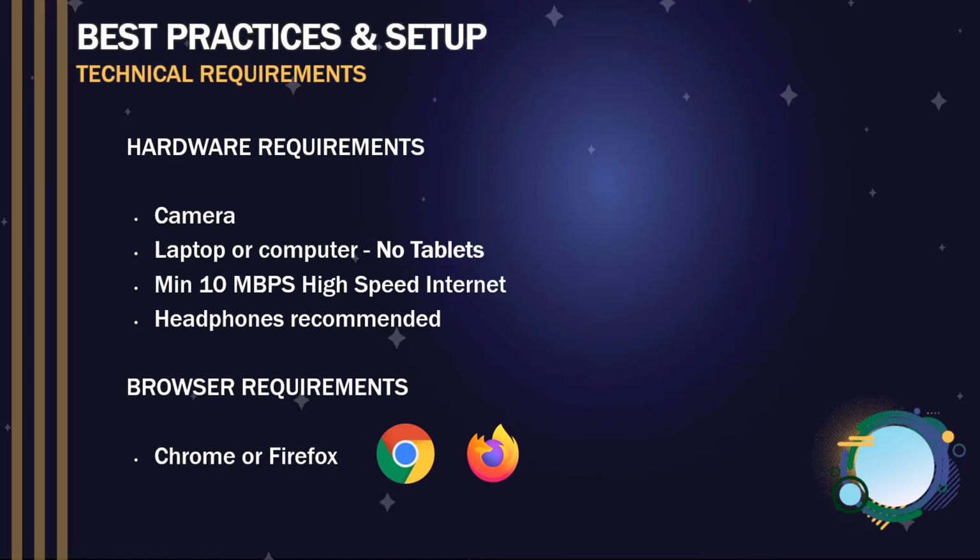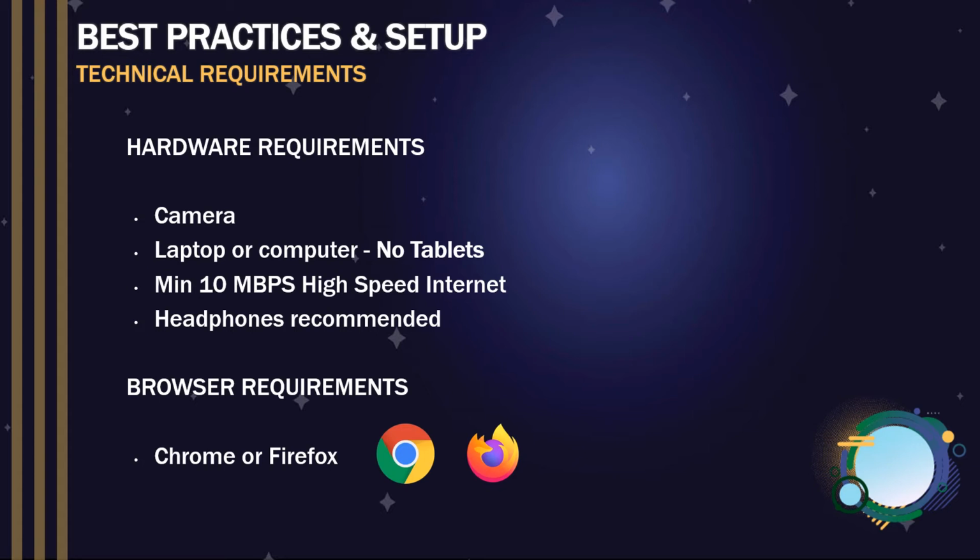Let's move on to some best practices and setup information that will help optimize your virtual conference experience. The technical requirements for participation are as follows: a desktop or laptop computer with a camera, a reliable internet connection with a minimum speed of 10 megabits per second. A pair of headphones with a built-in microphone will give you the best audio experience. However, you may also use your computer or laptop's built-in speakers and microphone if you choose. You must use a desktop or laptop, as tablets are not compatible with the virtual conference platform.